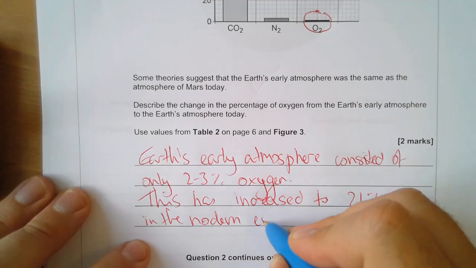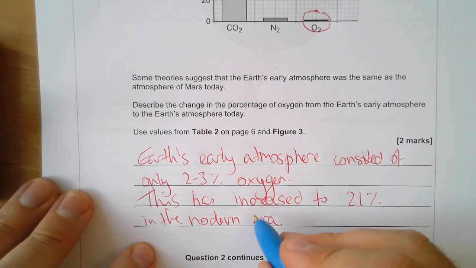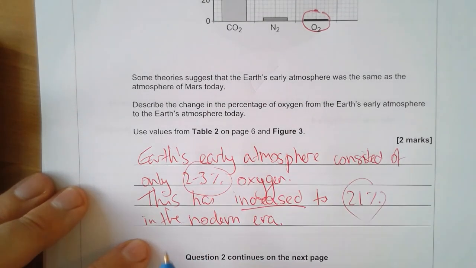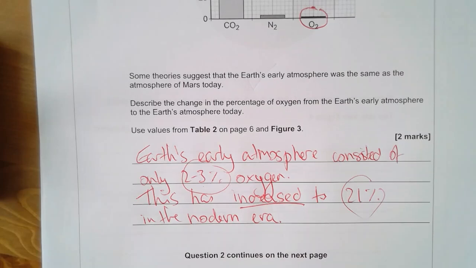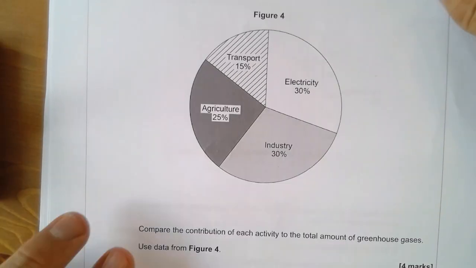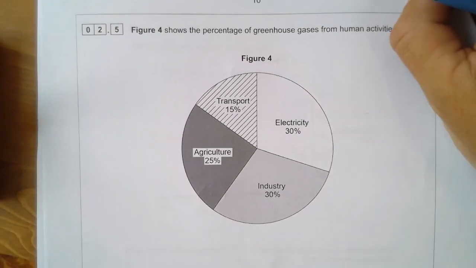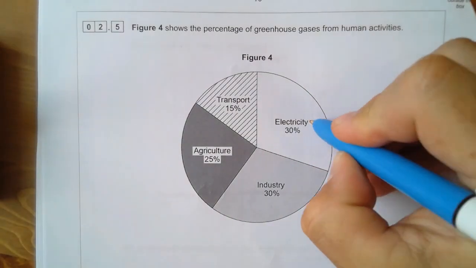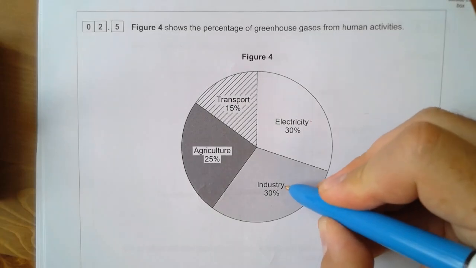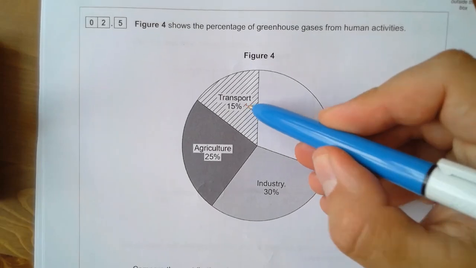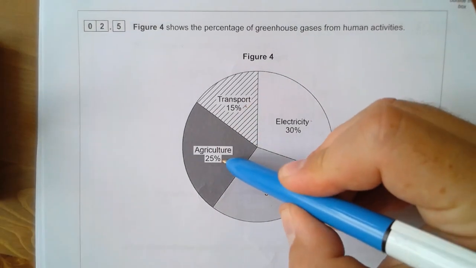So your marking points here are for saying it's increased, and also for using data from the graphs, which I've done here and here. So make sure you use that data. It does specifically say to use values from table 2 as well, so big clue there. Next we've got a pie chart that shows the percentage of greenhouse gases from different human activities. So you've got the generation of electricity, 30%, you've got industry, so factories making things, that's 30%, transport, so cars, buses, trains, planes, 15%, and agriculture, surprisingly high, 25%. But agriculture does release a lot of greenhouse gases.